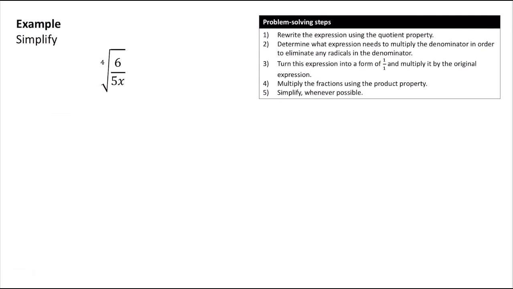So notice here I have a fourth root, okay? So I can use the quotient property to separate this. So this is the fourth root of 6 over the fourth root of 5x. So now I need to think about what I need to multiply by in order to turn this into a fraction without a radical in the denominator. Well, let's think about this. If I have a fourth root, the only way to cancel out a fourth root is if I have a power of 4, right? Because the fourth root of x to the 4th will equal just x.